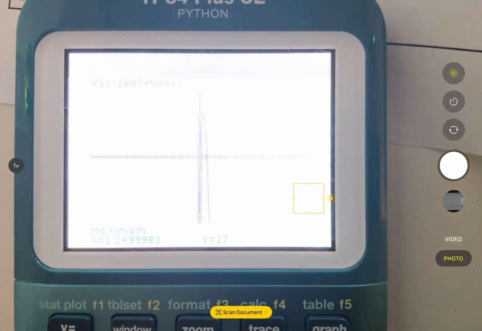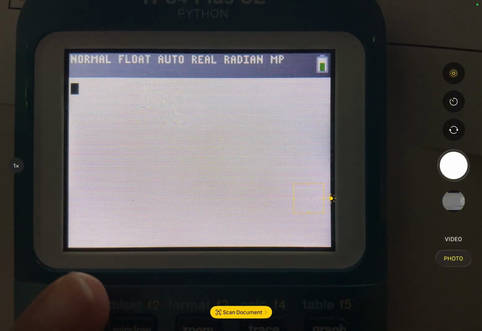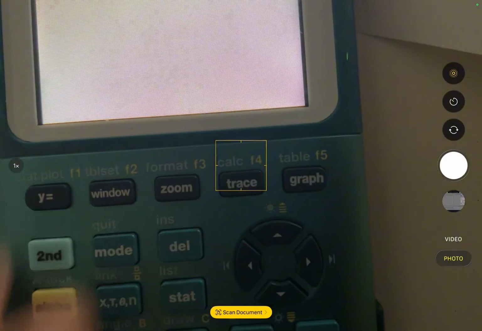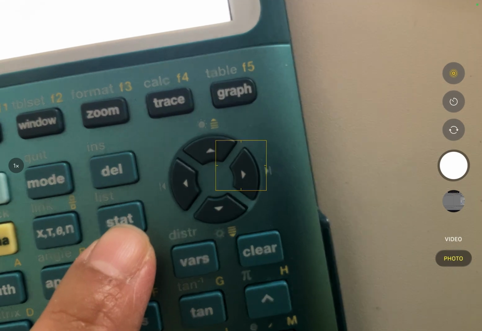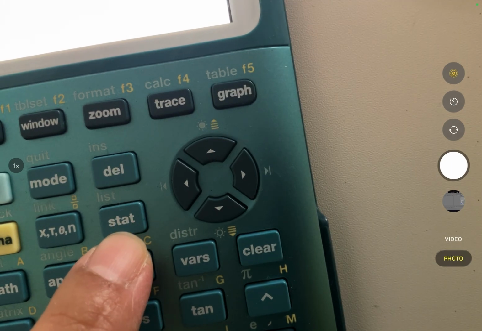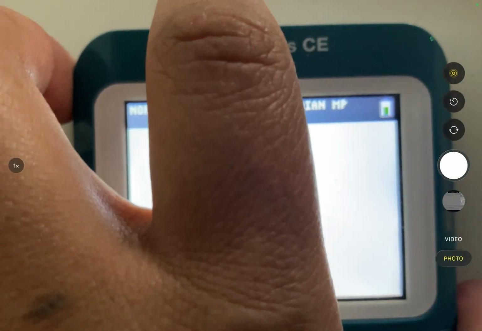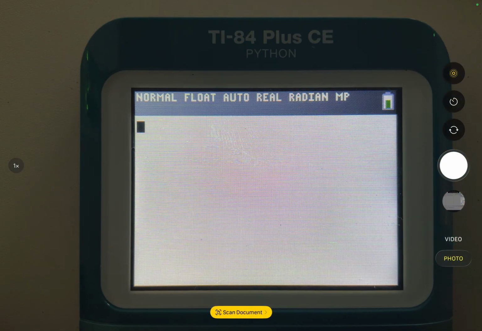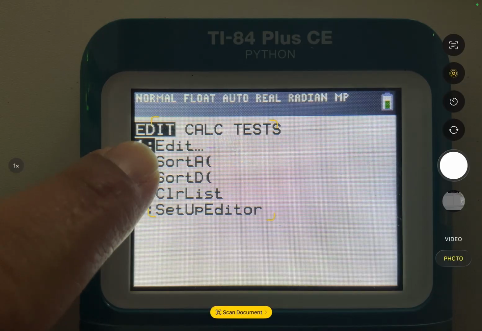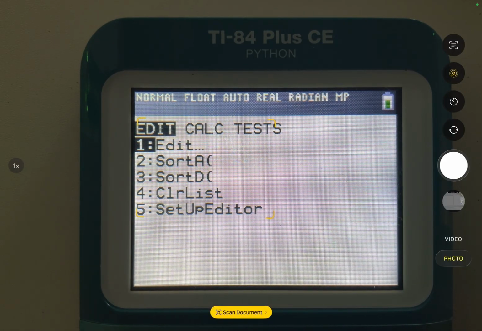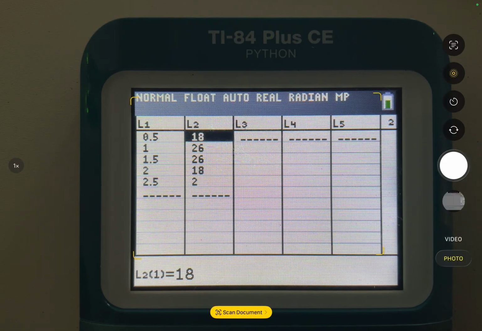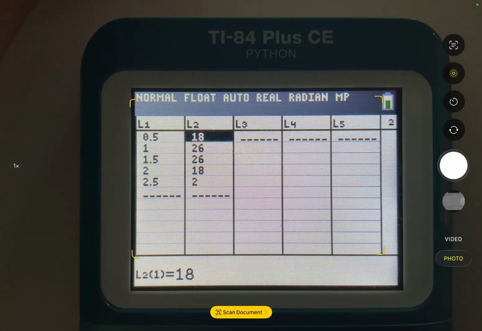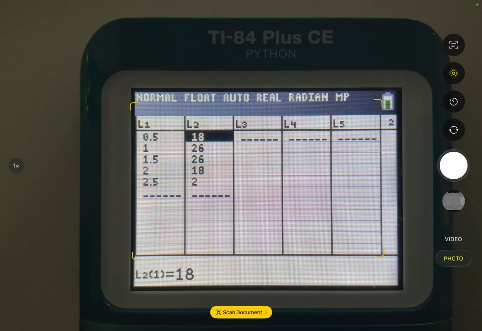Anybody remember? You go to stat. Everybody go to stat. Stat is that button under delete. The very first option is edit. So the first thing we're going to do is put all of your numbers in. Now, mine already has numbers because I had a lesson with first period.